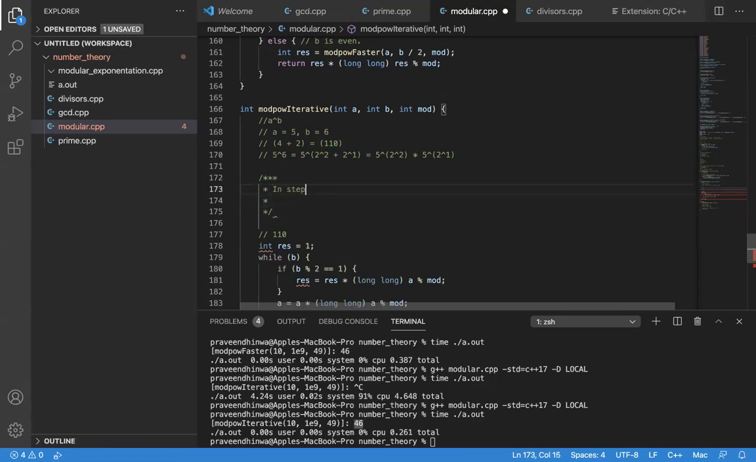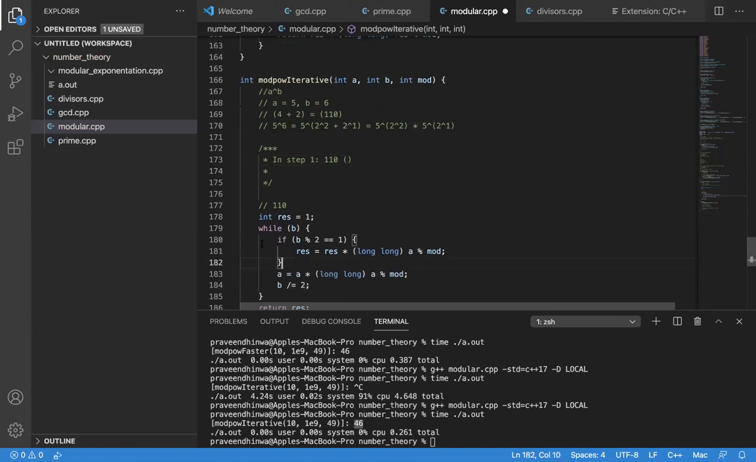in step 1, 110, the bit is 0, so B percent 2 is even, so this condition won't be applied. So A will be multiplied by itself. So A will become 5 power 2. Initially A was 5, so A will become 5 into 5, which is 5 power 2.